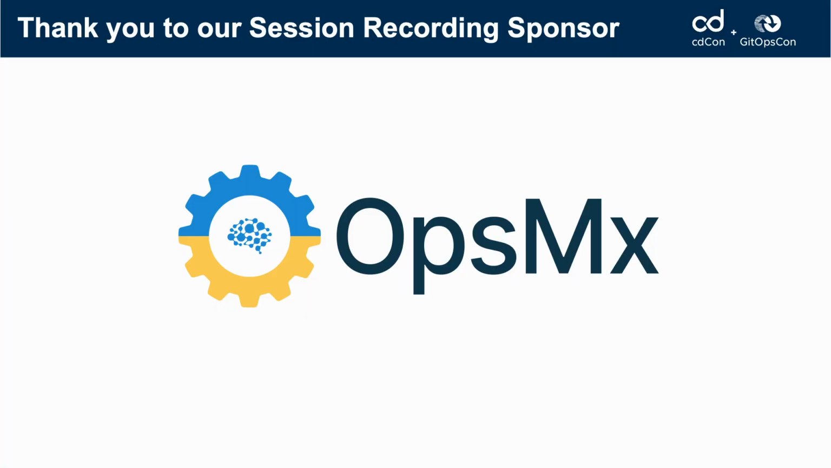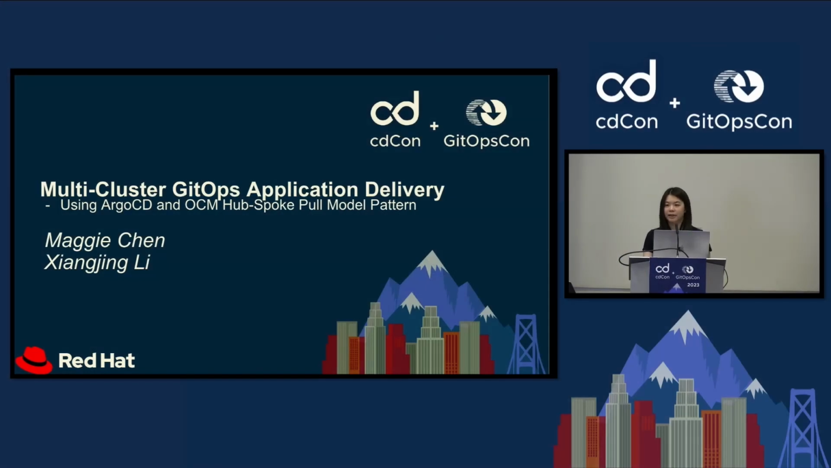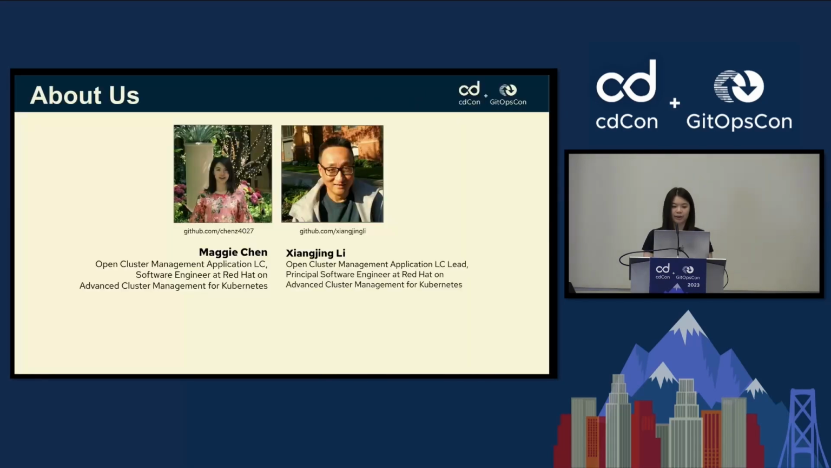Our session is about multi-cluster GitOps application delivery, and it's about the integration between ArgoCD Pull model and OCM's hub and spoke pattern. So hopefully you are attracted by the ArgoCD Pull model portion, and we will go ahead and discuss them in more detail.